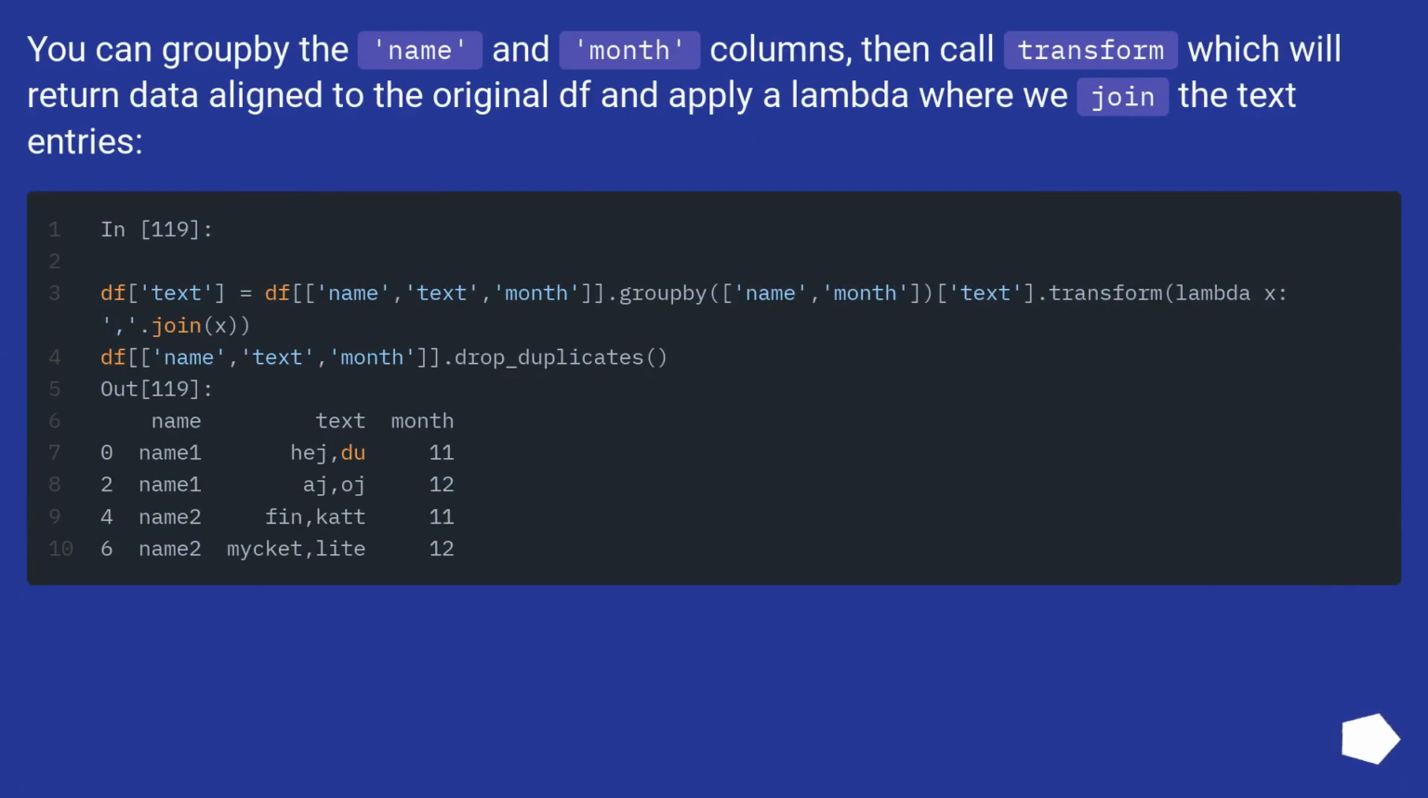You can groupby the name and month columns, then call transform, which will return data aligned to the original DF, and apply a lambda where we join the text entries.